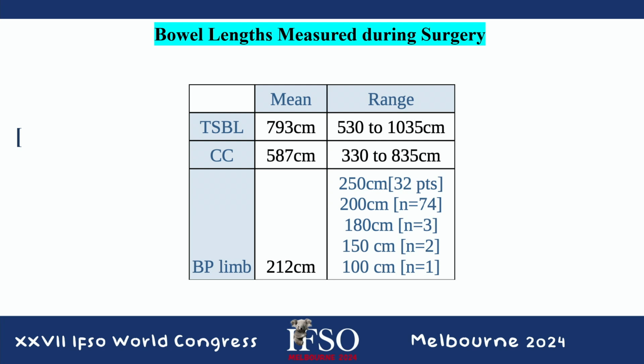Now the bowel lengths that we have measured during surgery, and this is our appeal to all surgeons, that when we want to do a scientific procedure, you need to measure bowel lengths if you're doing a bypass. And you need to close all gaps. So that's why the biliopancreatic gap is acceptable to everyone, but the Peterson space is not yet. So here you can see the total small bowel length range from 530 centimeters to 1035 centimeters, and the common limb from 330 to 835.